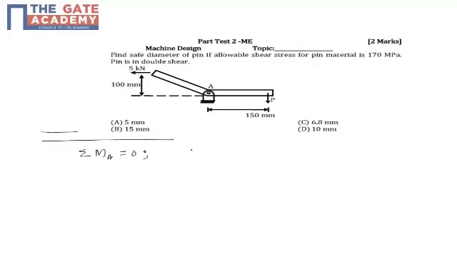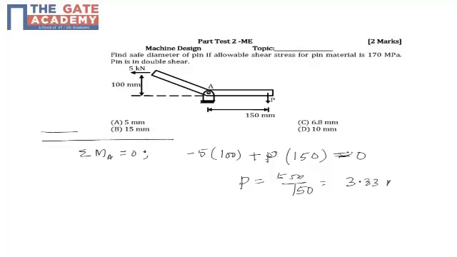What you do is first do the moment balance to get the unknown load P. So 5 is producing anti-clockwise moment, so minus 5 into 100 is the anti-clockwise moment about A, and P is producing clockwise, so P into 150 is equal to 0. From this you will get 500 by 150, which is 3.33 kilonewton. So this is the load P.